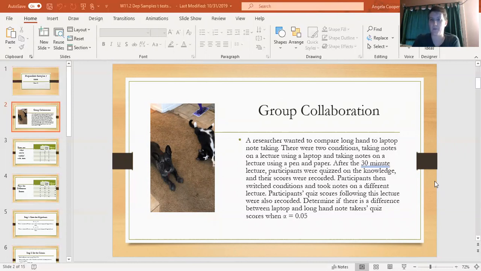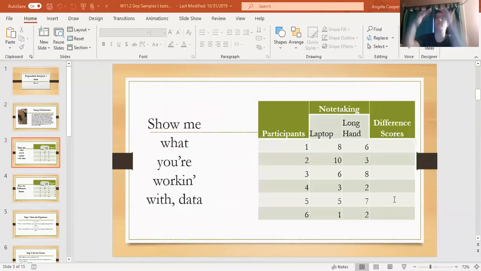That's what we're comparing here. So now we want to know if there is a difference between laptop and longhand note takers' quiz scores, when our significance level, alpha, is set at 0.05 or 5%. So we got to know the difference scores first. For us to know the difference scores, first we got to know the scores themselves.